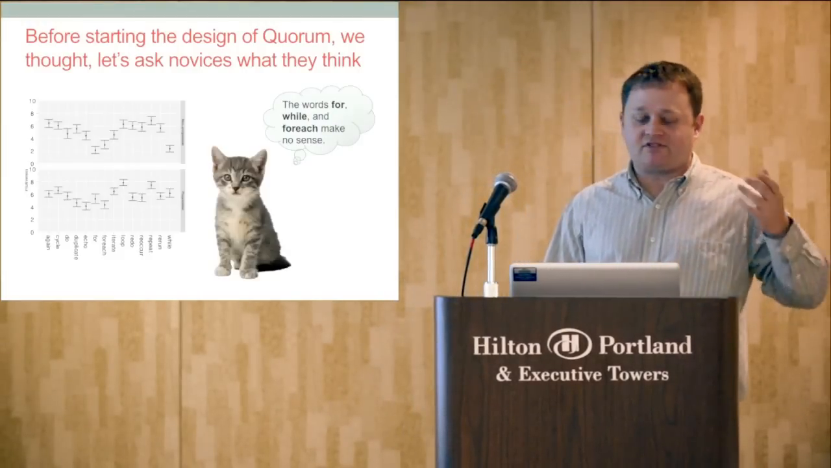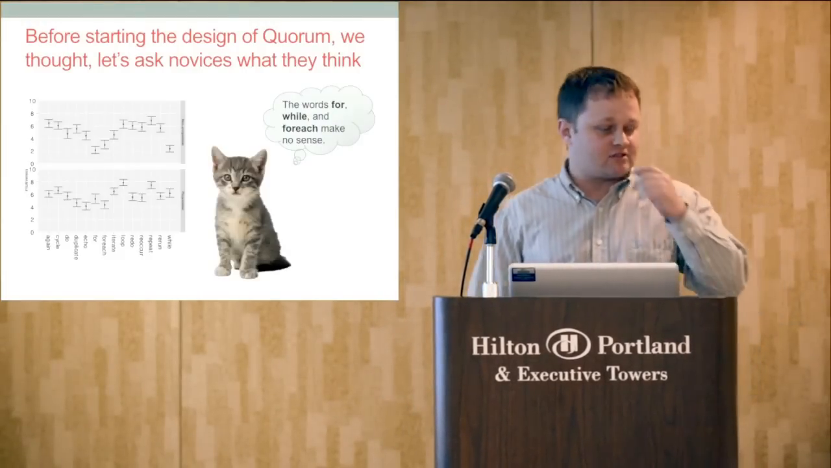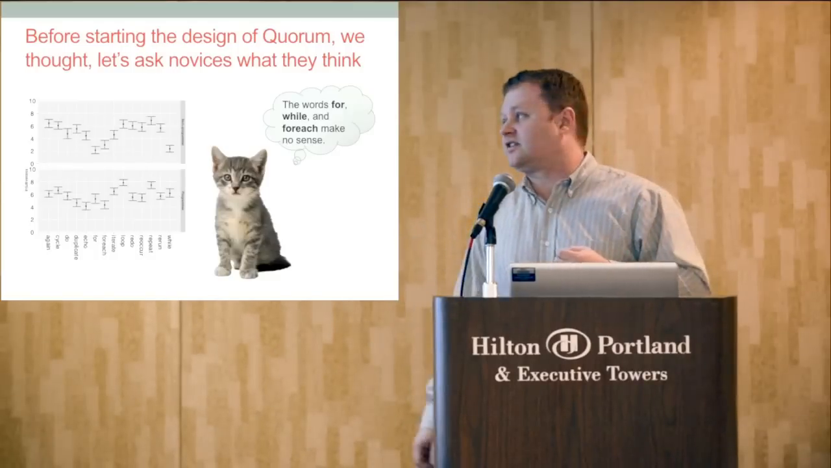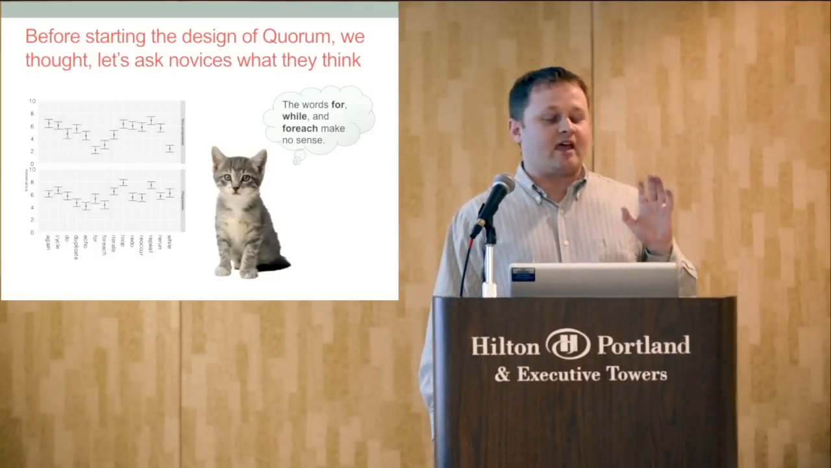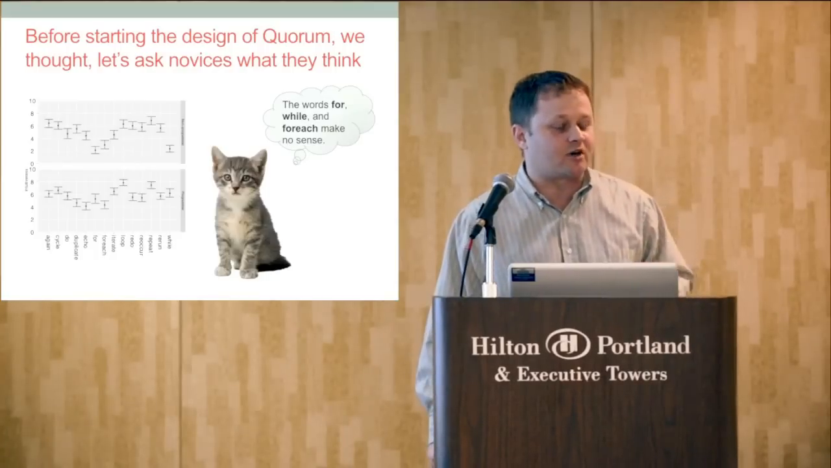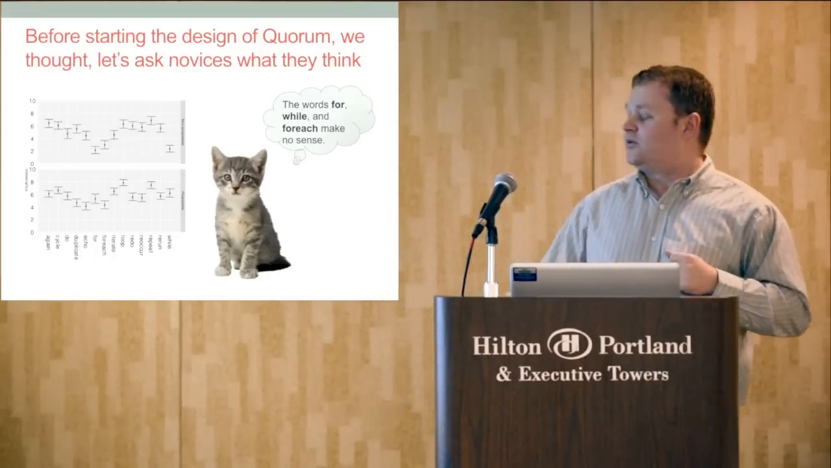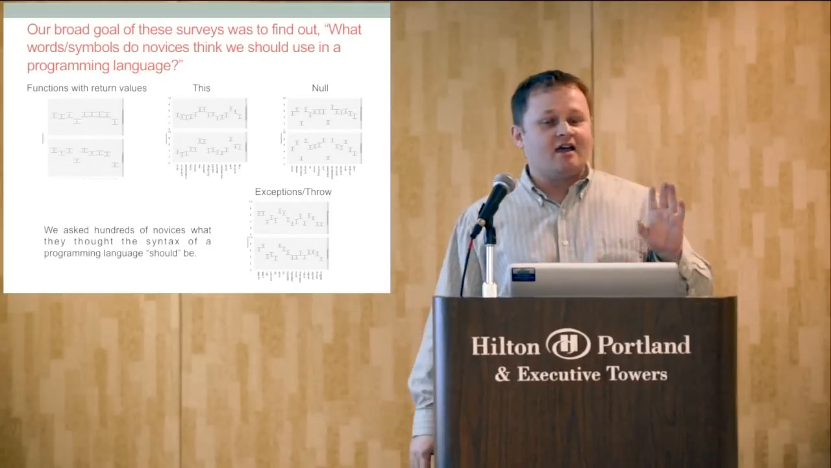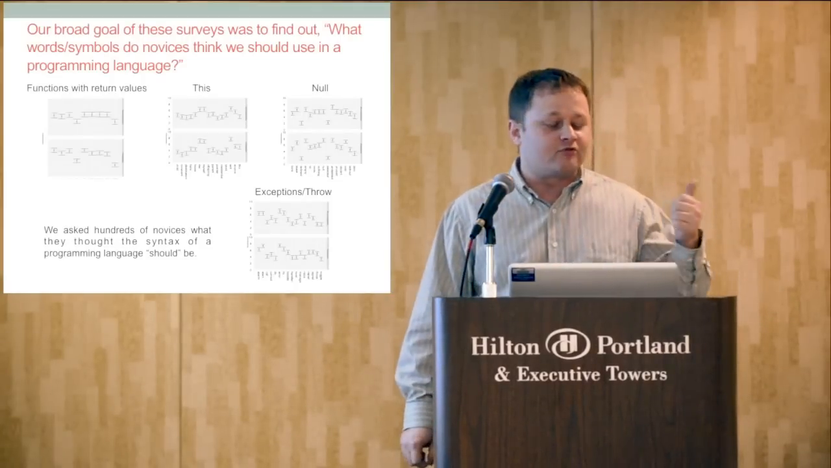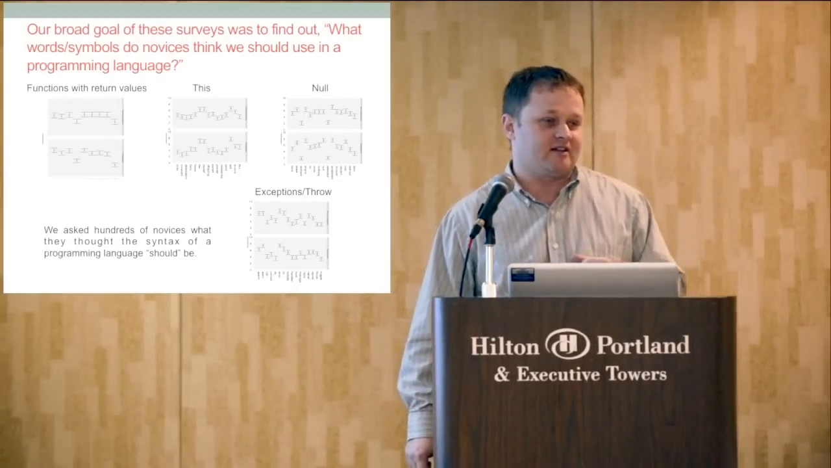So we thought, well, why don't we just ask a bunch of people? So we went to novices and we asked hundreds and hundreds of novices, well, what do you think makes sense? And it turns out, universally, they say that we have no idea what we're expressing in programming languages. Like, for example, we asked about this and functions and null pointers, exceptions and throw. The three worst choices for loops were for, while, and for each, ironically.